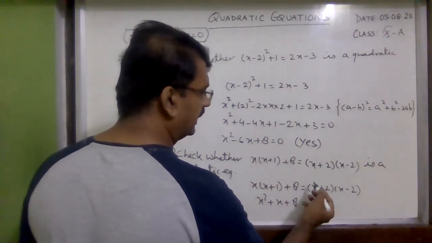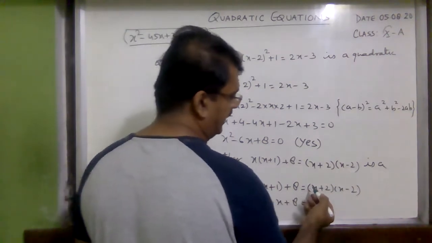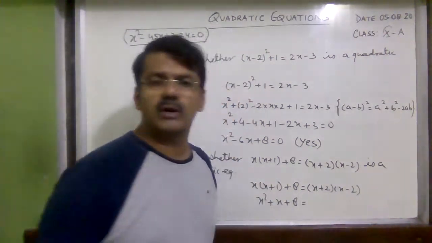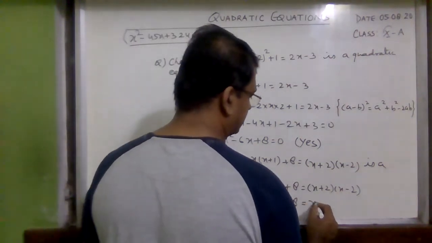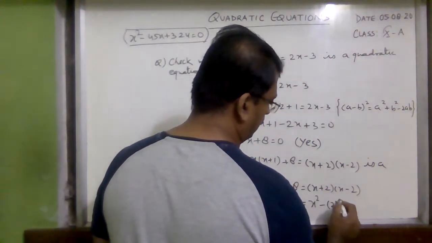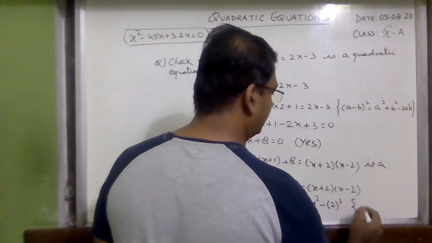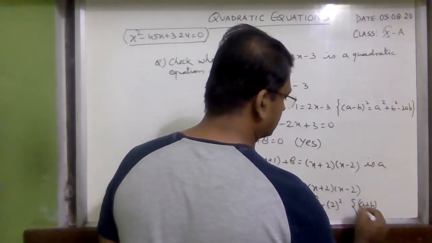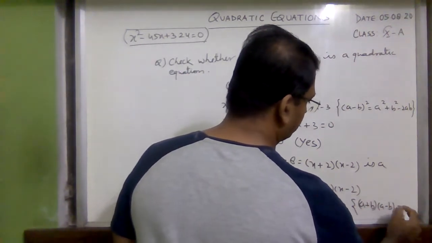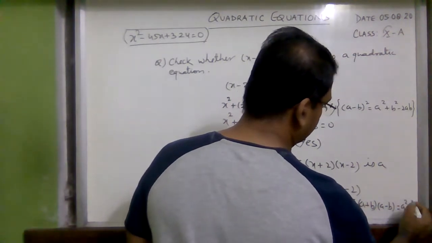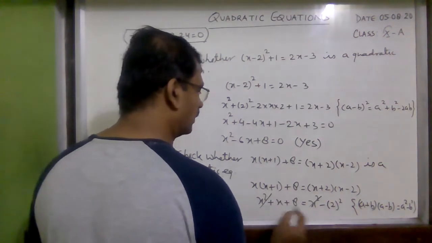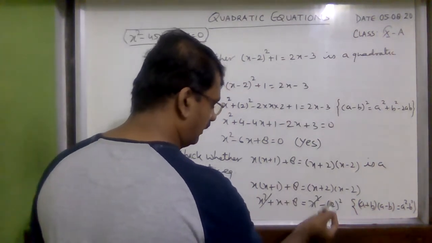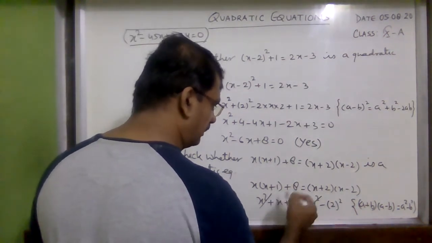equal to, here we can apply the identity a plus b into a minus b. All of you know that a plus b into a minus b is a square minus b square, so it is x square minus 2 square. We have applied a plus b into a minus b is equal to a square minus b square. Now you see this x square is cancelled. So, and 2 square will be 4. When you bring 4 to this side, then it will be plus 4.